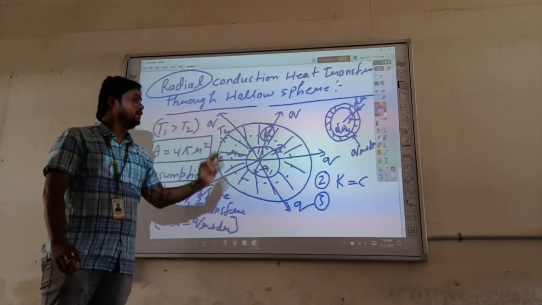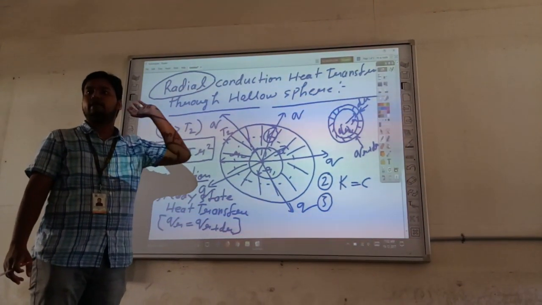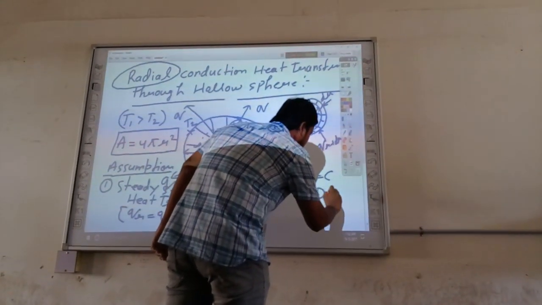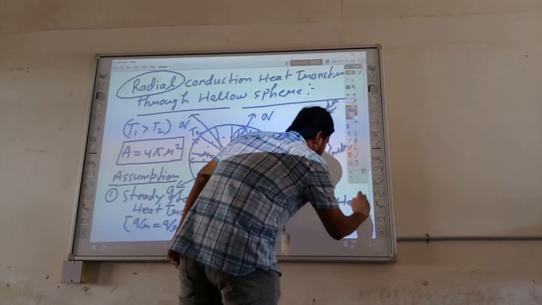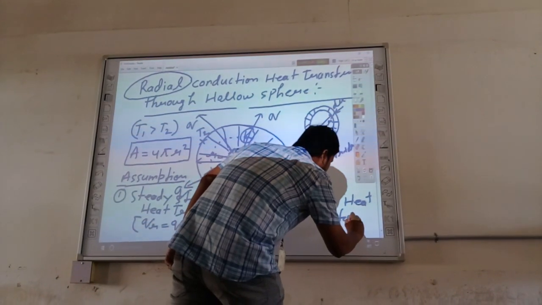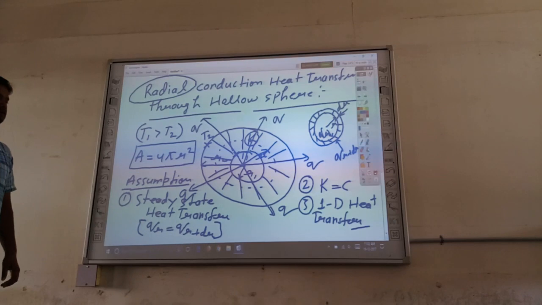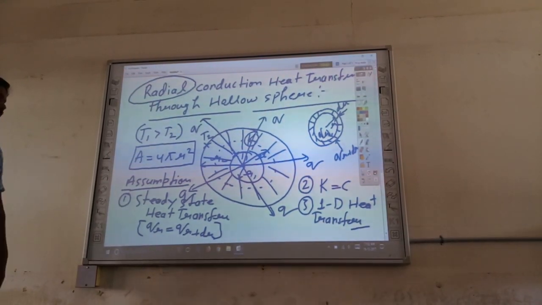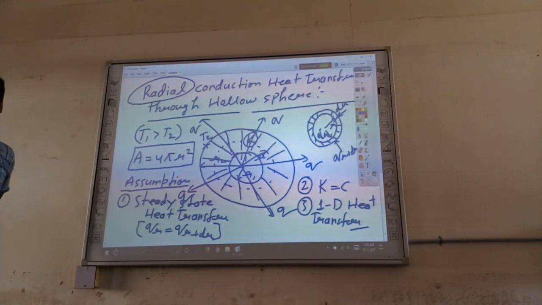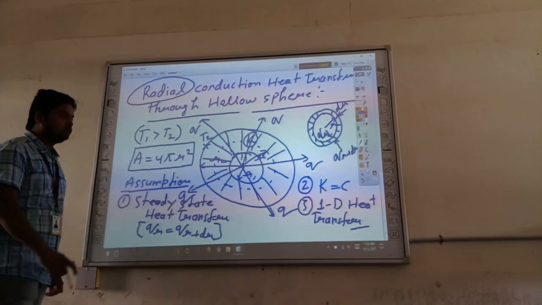And the third is 1D heat transfer. There is only radial heat transfer. There is no heat transfer in any other direction, only radial. So this is one dimensional heat transfer. These 3 assumptions are a must. Otherwise, this will be unsteady. If we are not considering steady state, then we need to consider time and all. It will come later. The unsteady case we will also see.